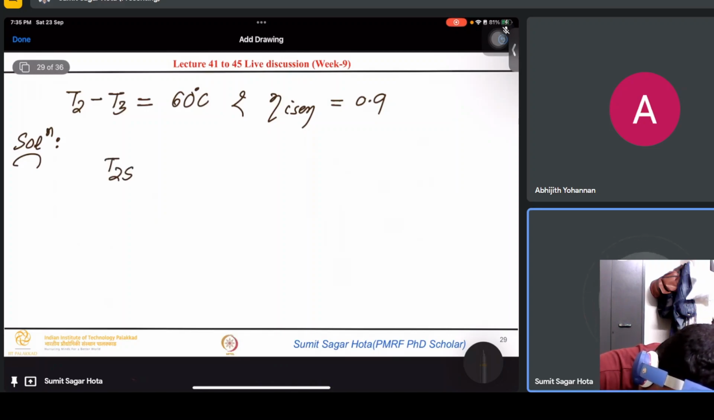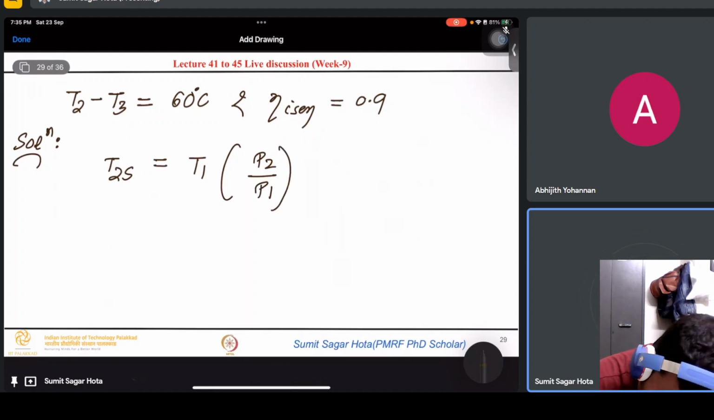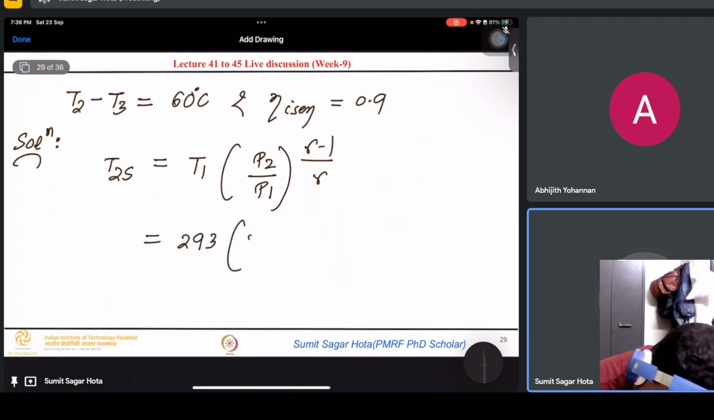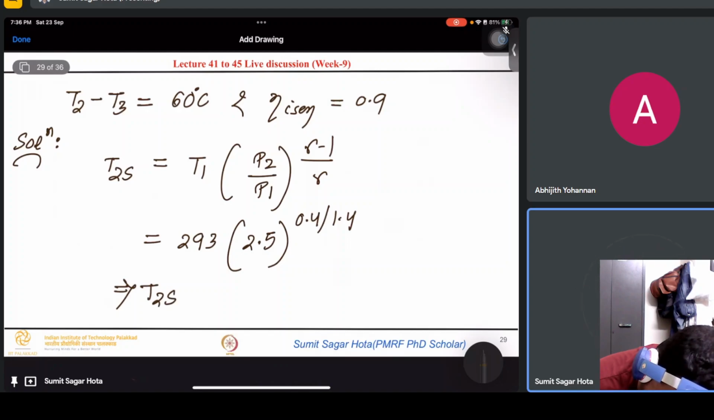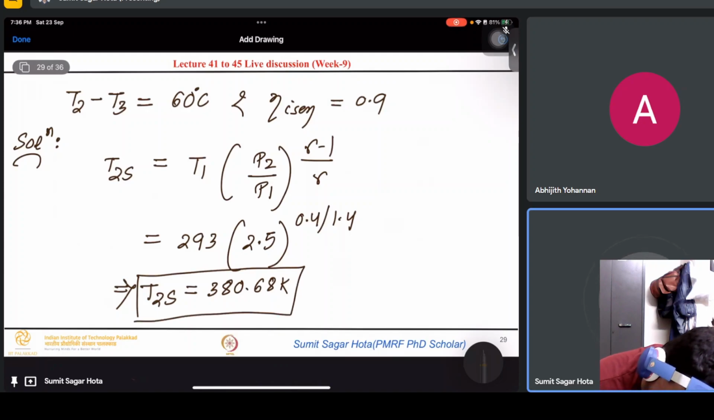What will be your T2s? T2s will be T1 into (P2 by P1) to the power gamma minus 1 by gamma. What is T1? 293. What is P2 by P1? 2.5, it's given. Then 0.4 by 1.4. When you solve, you get T2s as 380.68 Kelvin. So now you have T2s.